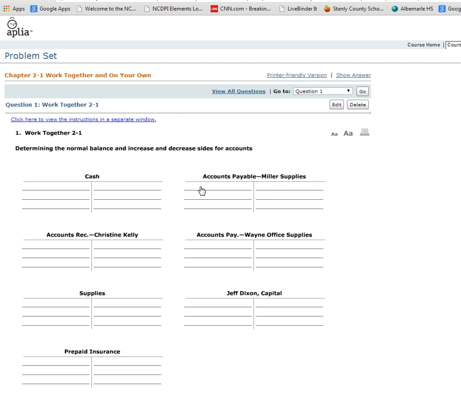Assets equals liabilities plus owner's equity. So in red, that is your T. You have a left side, you have a right side. Page 29, your left side is going to be the debit side, and the right side is going to be the credit.